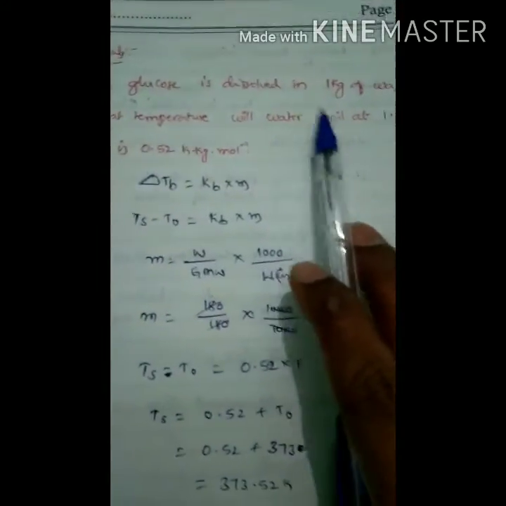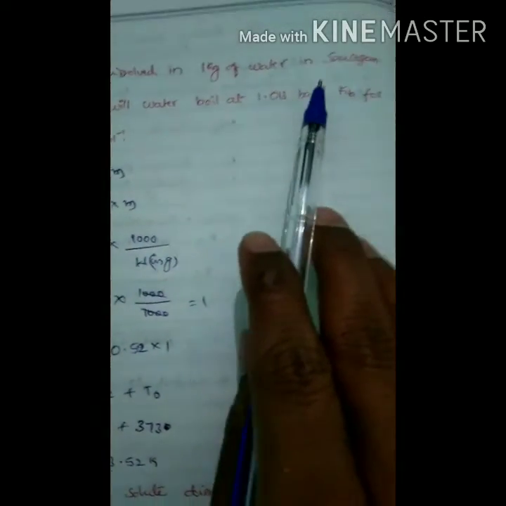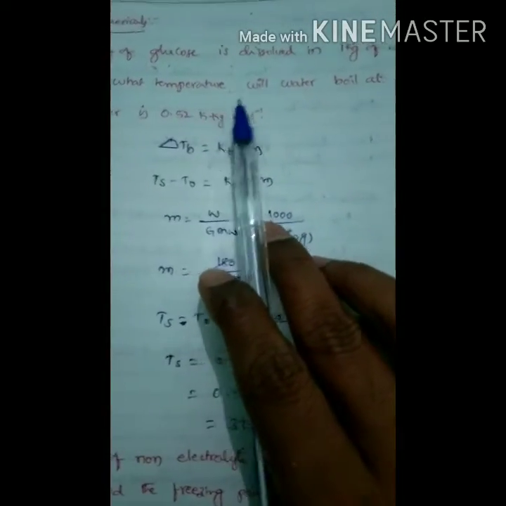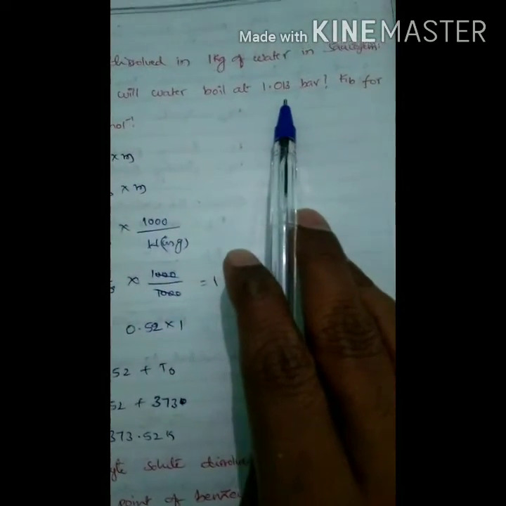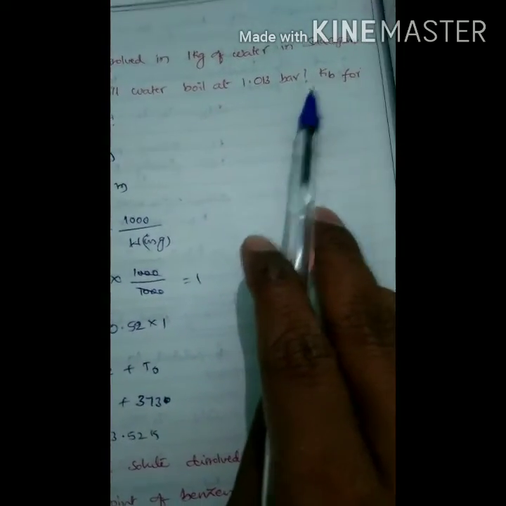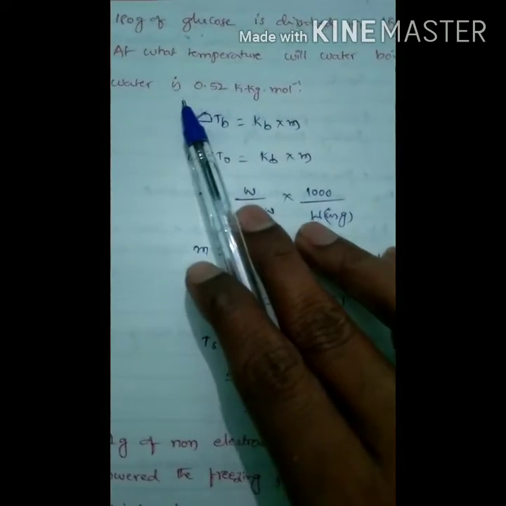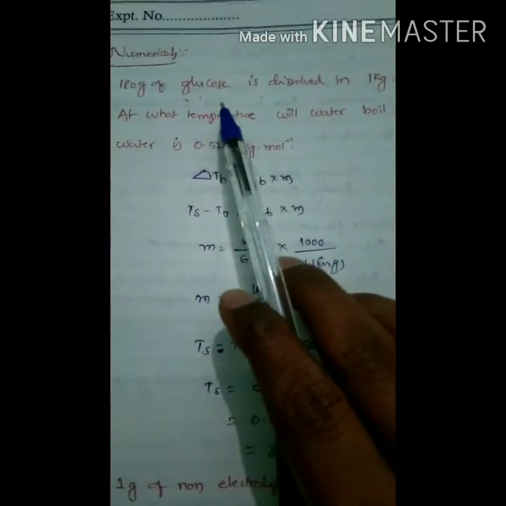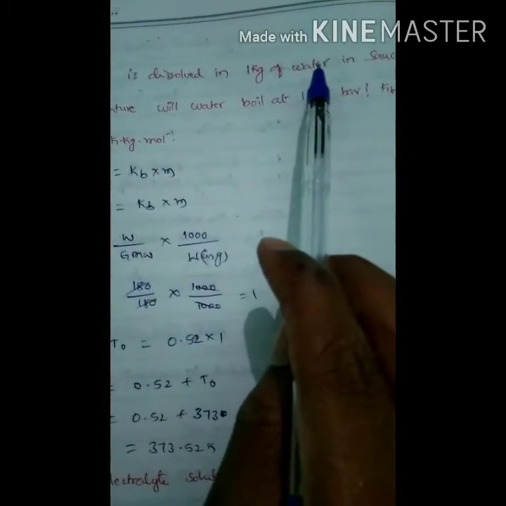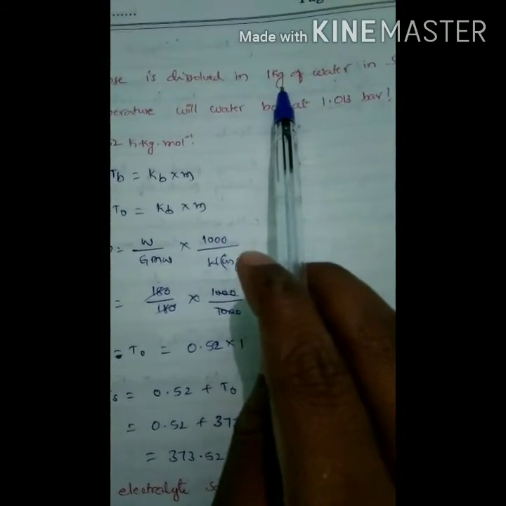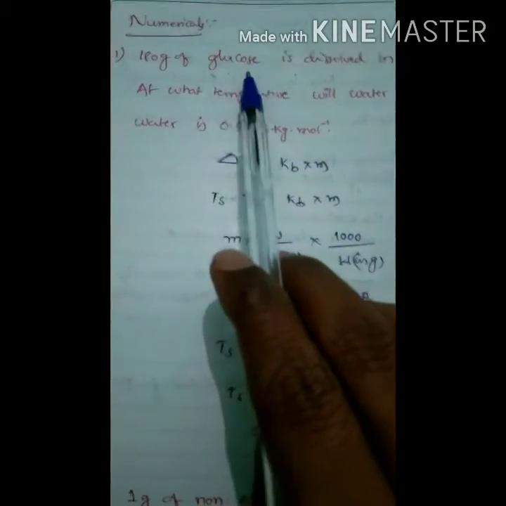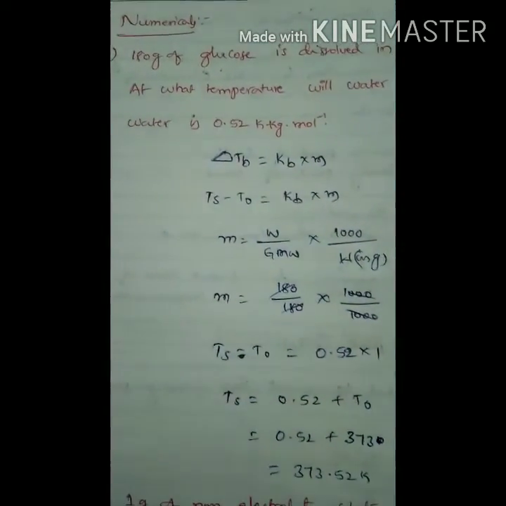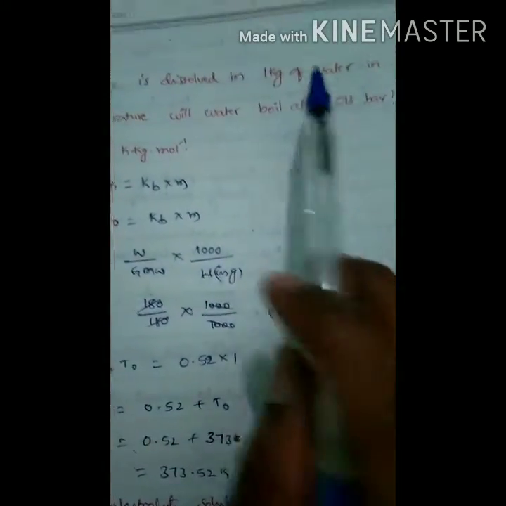180 grams of glucose is dissolved in 1 kg of water in a saucepan. Saucepan means one vessel. At what temperature will water boil at 1.013 bar? Kb for water is 0.52. In this problem, two substances are given, that is glucose and water. Here the water amount is 1 kg, nothing but 1000 grams. Here the glucose amount is 180 grams. That means glucose is solute and water is solvent.